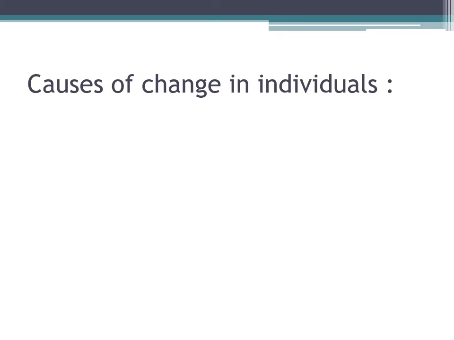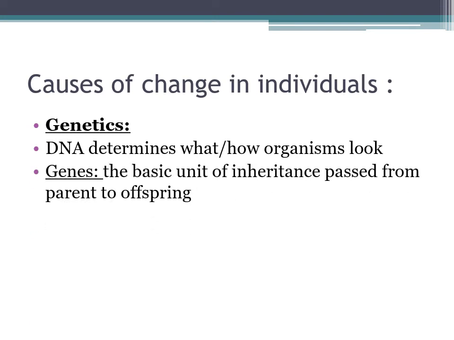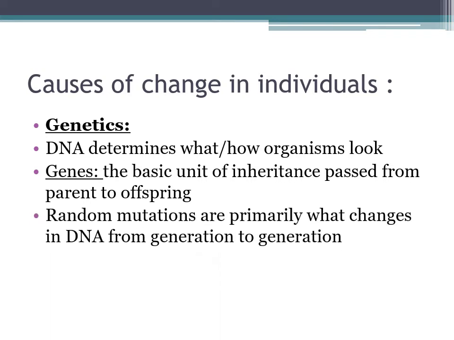When we talk about these generations, what causes these changes in individuals? Well, it's genetics. Genetics is what makes you look like your parents. Okay, but what actually is genetics then? Well, it's the DNA that determines how organisms look. The genes are the basic unit of inheritance, and they're passed from your parents onto you, or from the plant's parents onto its offspring or offshoots. And it's a mixture of this random smattering of DNA, 50% from the mother, 50% from the father.